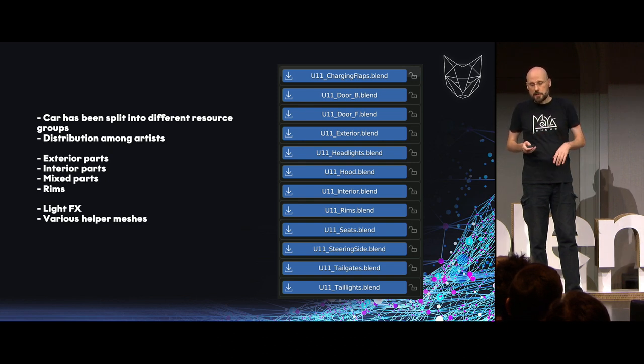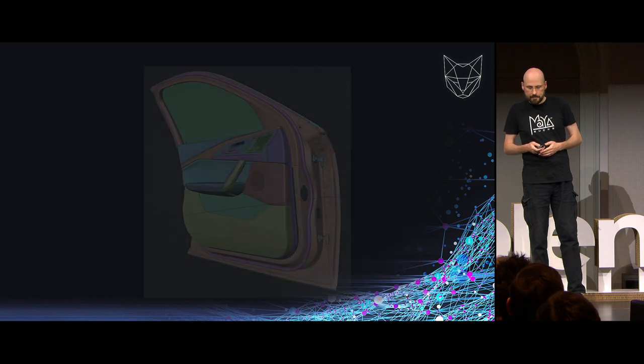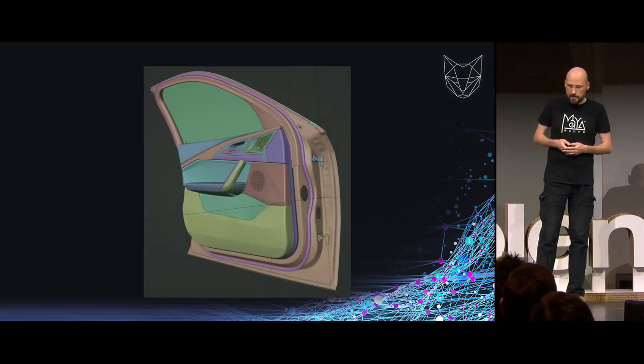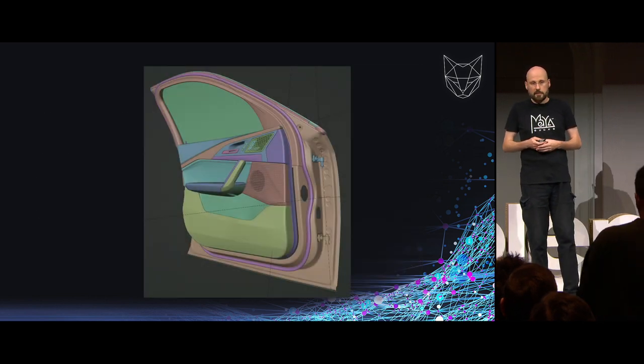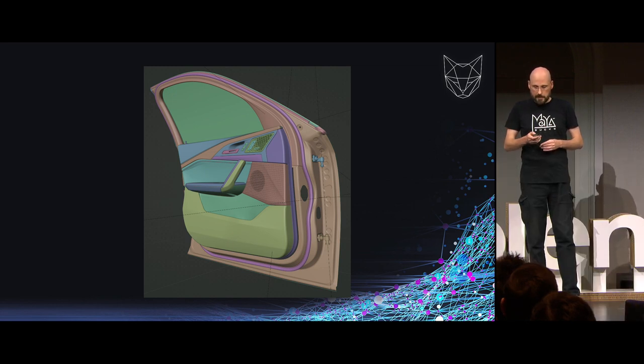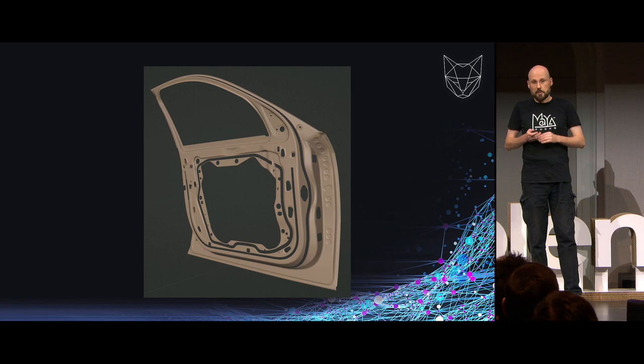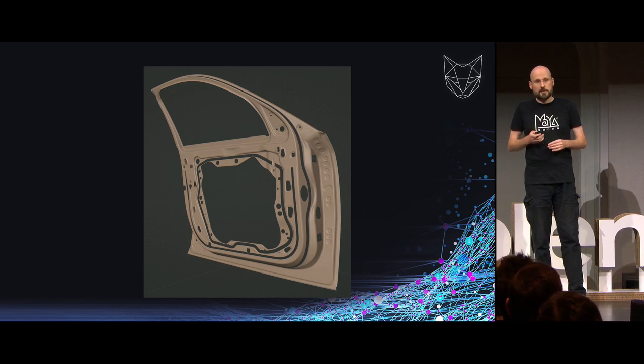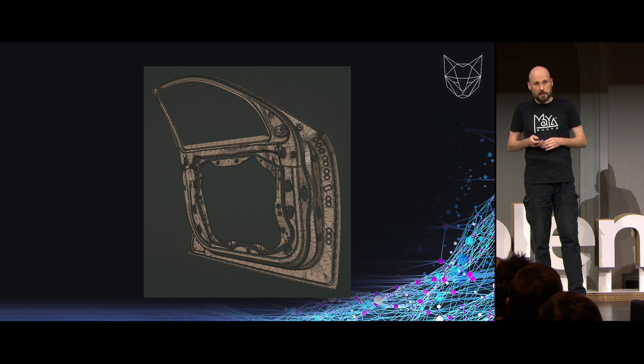But for the sake of this talk, I will focus only on the front door, or else we would be here all day. So this is the front door of the U11 or the X1. This is what it looks like. This is what one part of it looks like. So first things first, we have to get rid of everything that will not be visible, everything that you can see inside of there. This is the topology that we have to work with.